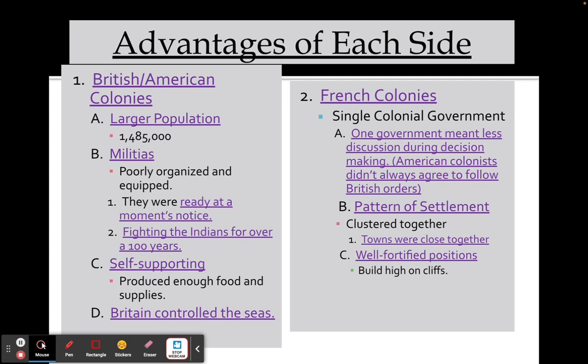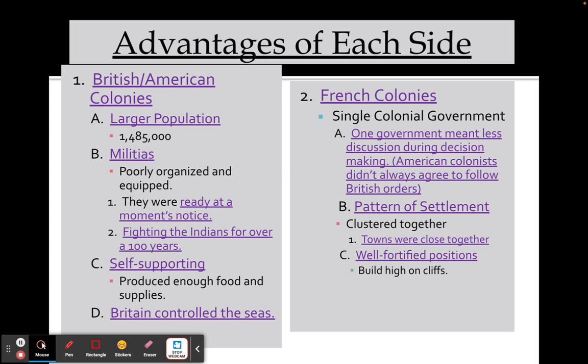So you have on the left-hand side, the British has a larger population in North America. By this point, almost 1.5 million people were living in the 13 colonies, and the British expected that since this was caused by them moving into the Ohio River Valley, that Americans would definitely help. Another advantage is that because there was no set army at this time, the different colonies had their own militias, which were groups of men that would drill and get ready just in case they were needed to fight. And they had been fighting Native Americans for over 100 years.